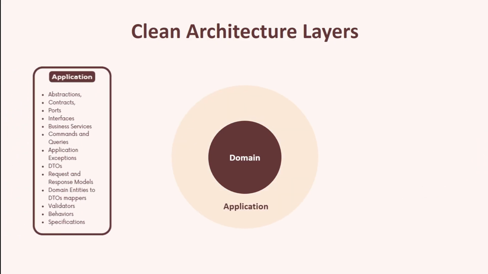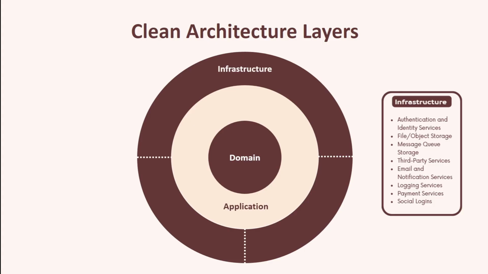Next, we have the application layer. This layer implements the business logic and the use cases of your application. It is dependent on the domain layer, but it has no dependency on the infrastructure or presentation layers. Mostly, it defines interfaces that are implemented by the outer layers of clean architecture. This layer contains abstractions, contracts, ports, interfaces, business services, CQRS commands and queries, application exceptions, DTOs, request and response models, domain entities to DTO mappers, validators, behaviors, and specifications.